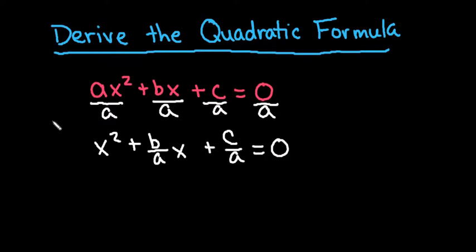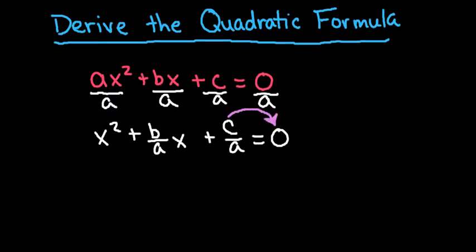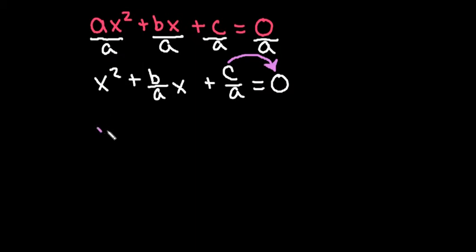Okay, and I know with variables that this looks very, very complicated. It is harder to comprehend than dealing with numbers. But what we're going to do is treat this as our constant term. It does not have an x in it. So we want all of our x terms on one side and our non-x term, our constant term, on the other. So I'm going to move this c over a to the opposite side. And so I'm left with x squared plus b divided by a times x is equal to negative c over a.